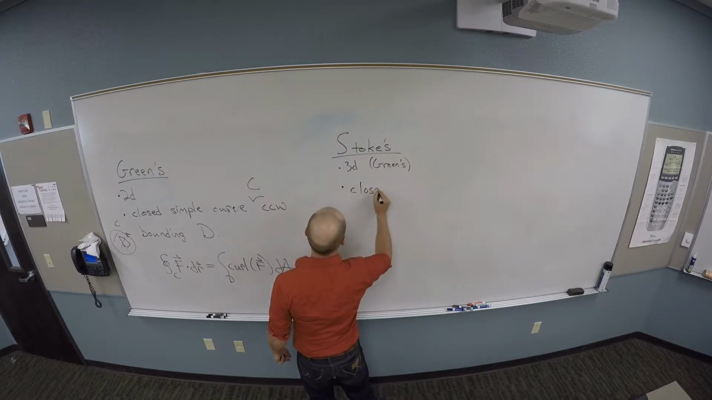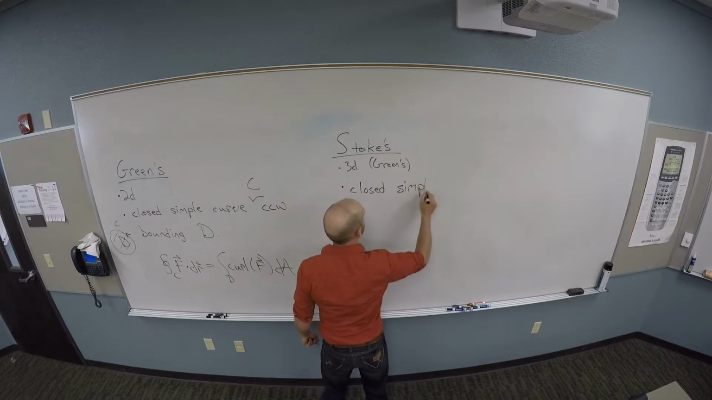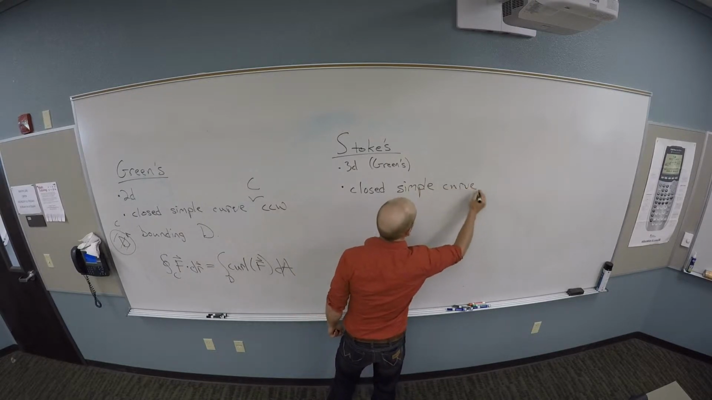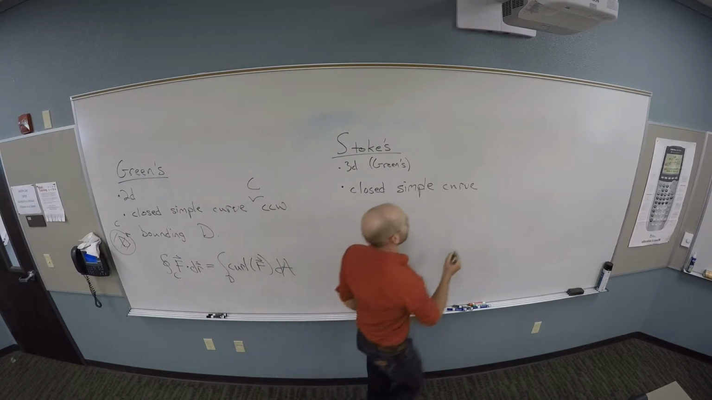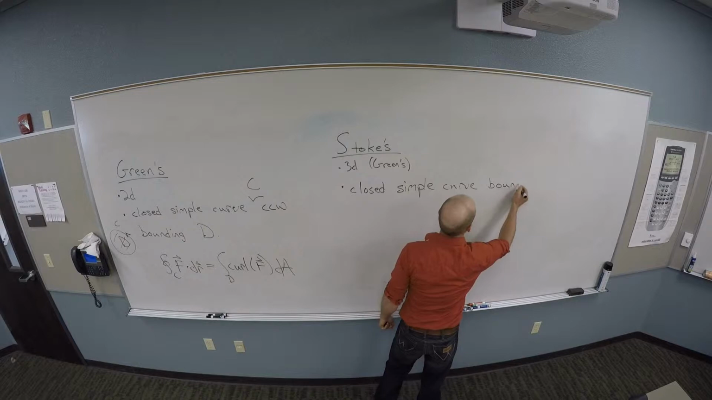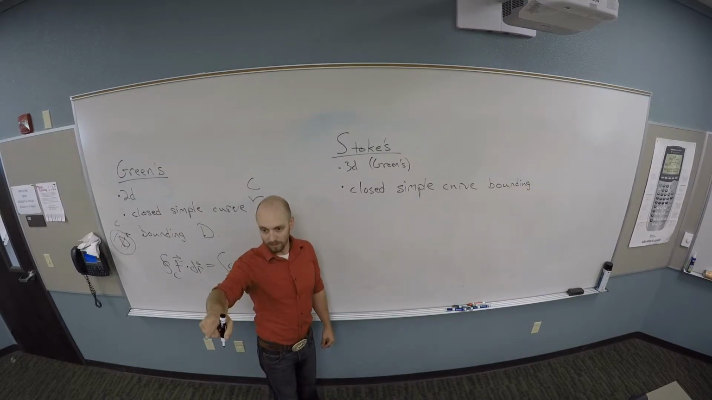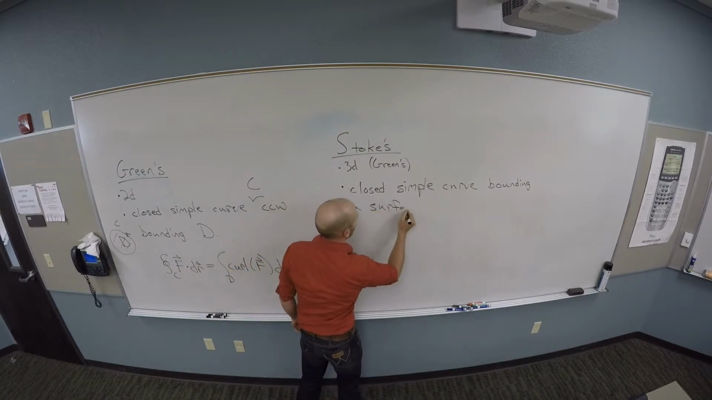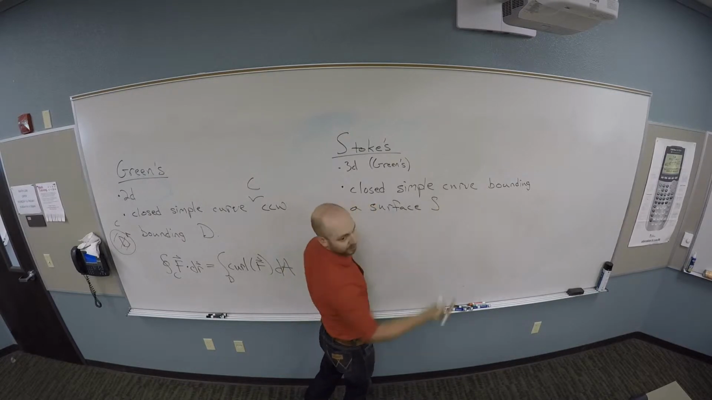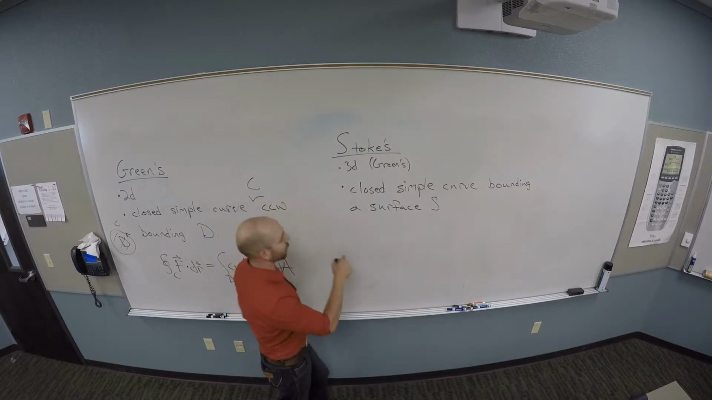So what do I need for Stokes? Closed. Need a surface. Can a surface be simple? I need a closed simple curve, at least. Right. And it needs to be piecewise smooth again. Bounding. What am I bounding? Some floppy surface. And again, this surface S needs to be at least piecewise smooth. Okay, so I've got a curve bounding a surface.